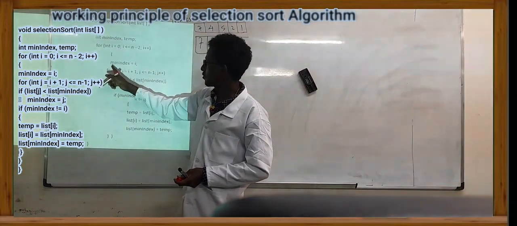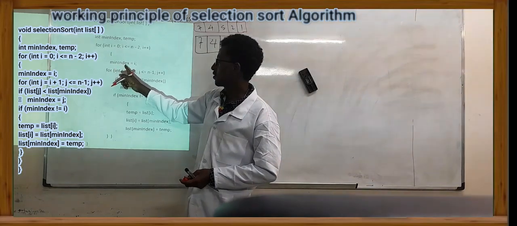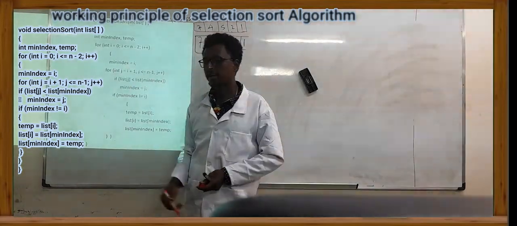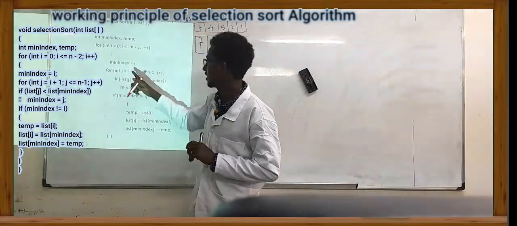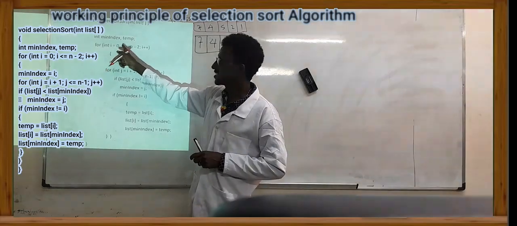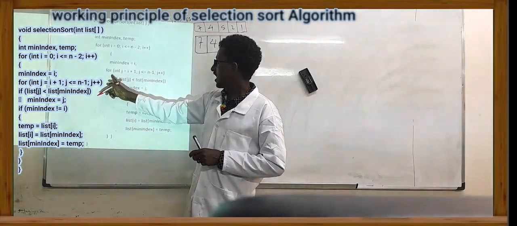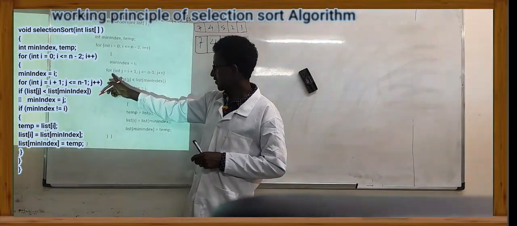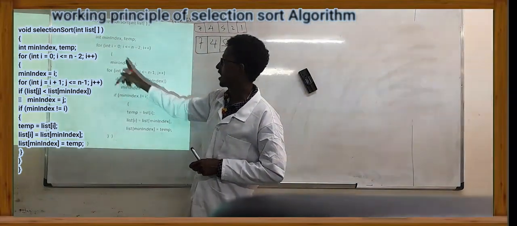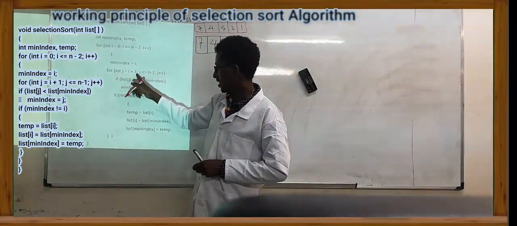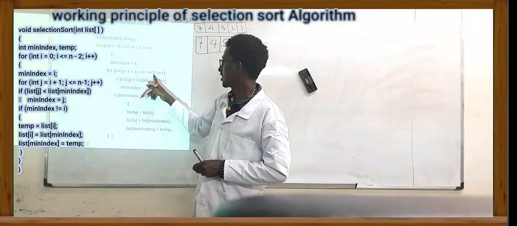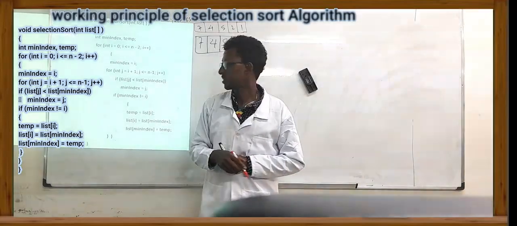Inside the first for loop, we declare another variable, min index. The min index is equal to i initially. At the first step, we initialize the min index value as i, that means the first index of the array. Inside the first for loop, another nested for loop: j is equal to i plus 1, where i is 0, j less than or equal to n minus 1, j plus plus.